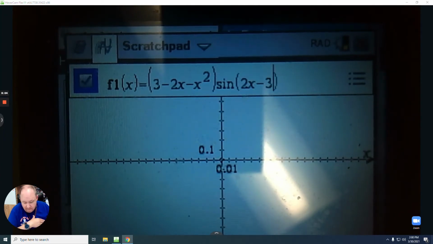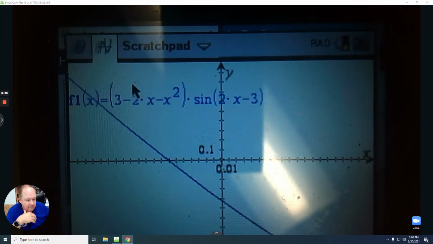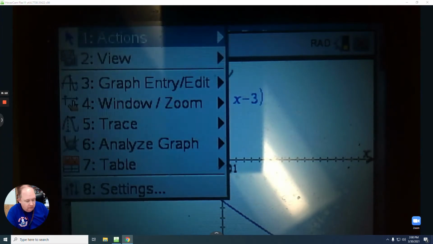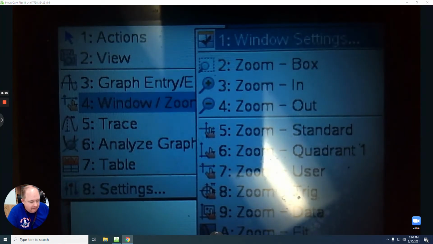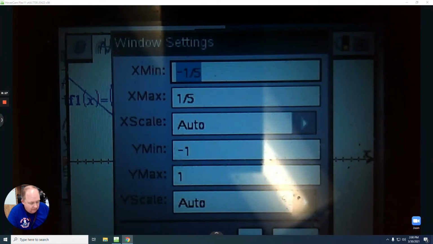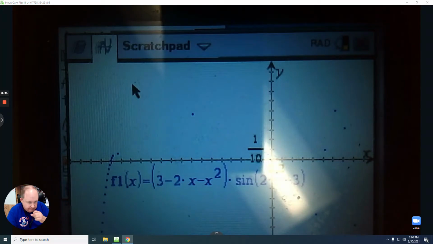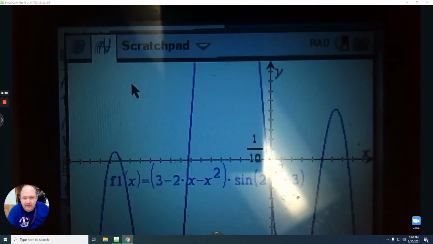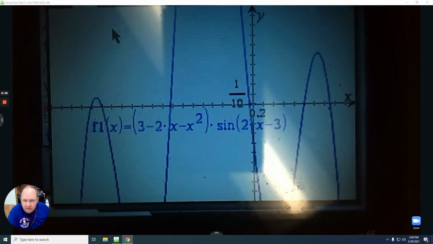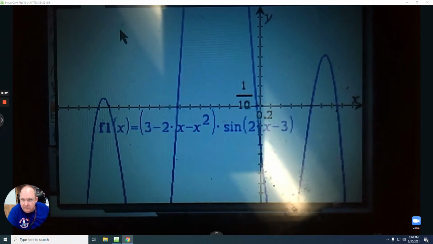so I'm going to graph it, make sure it's right. And I want to see from negative 4 to 2. So I'm going to press menu and window. And then the window settings, I'm going to go from -4 to 2. And then when I look at each one, does it cross at each one? See how it crosses over the x-axis?